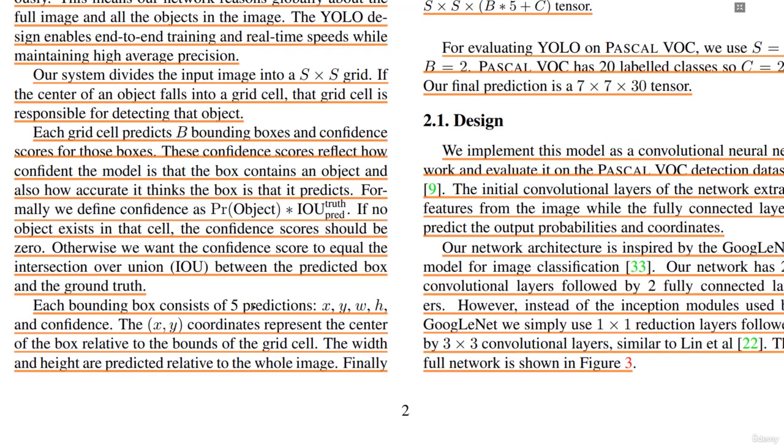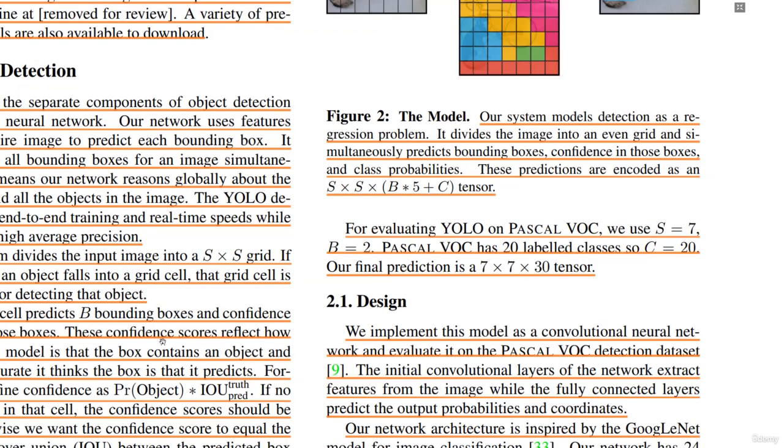So each of the bounding boxes consists of 5 predictions. That's the X, Y, W, and H, plus the confidence. The XY coordinates represent the center of the box, that's the X center and Y center, and then the W and H represent the width and the height. This width and height is predicted relative to the whole image, so this is a very important point to note. Now for evaluating YOLO on the Pascal VOC, the authors use S equals 7, B equals 2, and note that the Pascal VOC dataset has 20 classes, so C equals 20.